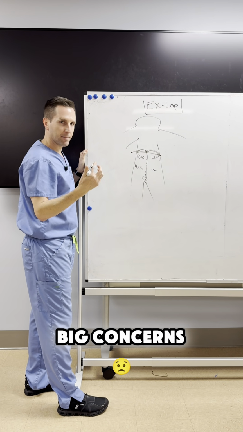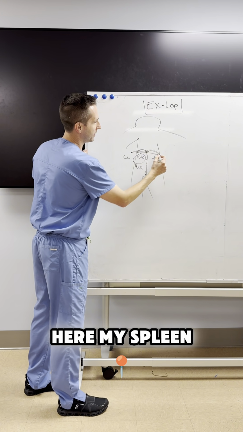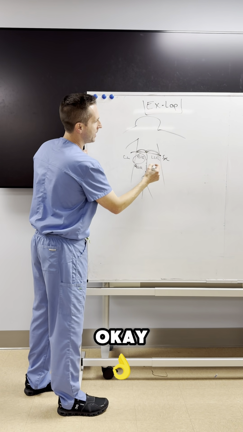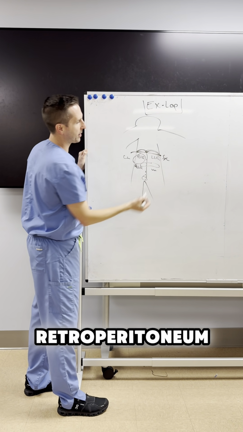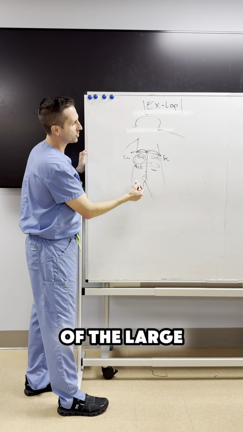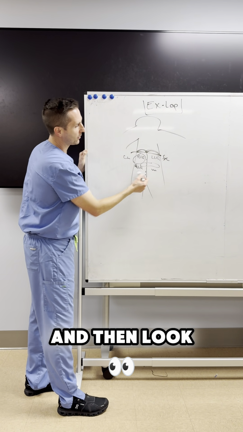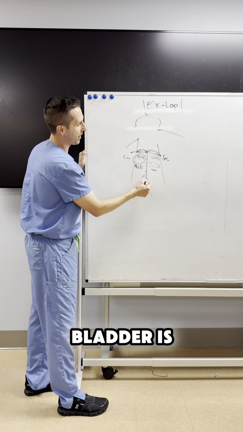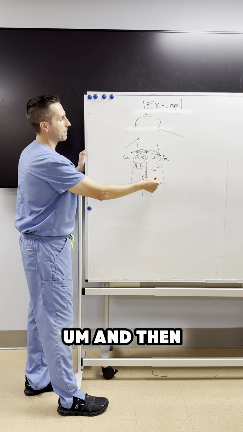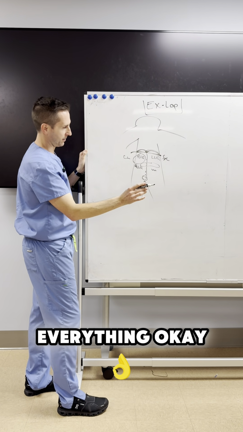So my big concerns for bleeding here are going to be my solid organs, so my liver over here, my spleen, okay? The pancreas sits in the retroperitoneum. I'm going to explore and run the entirety of the large and small bowel. Take a look at the stomach, okay? And then look at the pelvis and make sure that the bladder is not injured. And then look at the colon, the rectum, everything, okay?